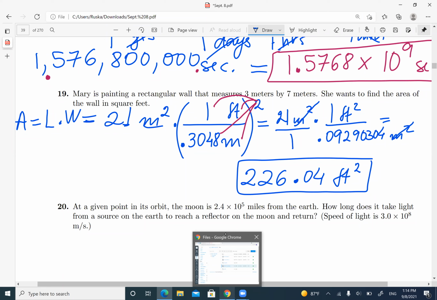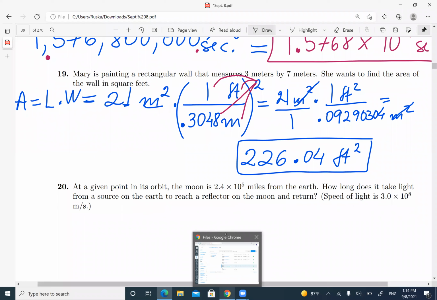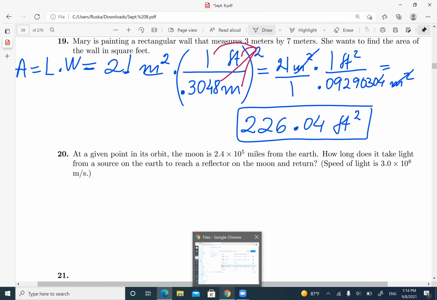Okay, any other questions? Because why divide? Let me explain that. Why divide? Because 21 is in the top, 0.09 is in the bottom. That means you divide 21 divided by 0.09. Okay? So if the number is in the top, you multiply. If the number is in the bottom, you divide by that number. Okay? In that ratio, you multiply by.